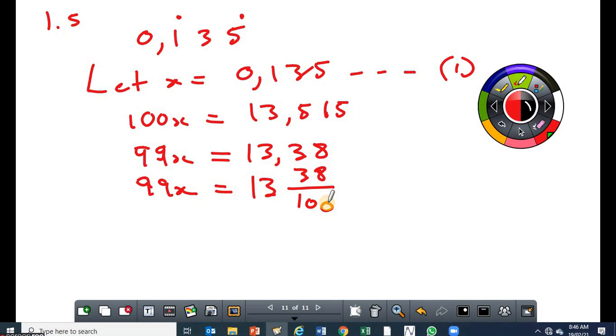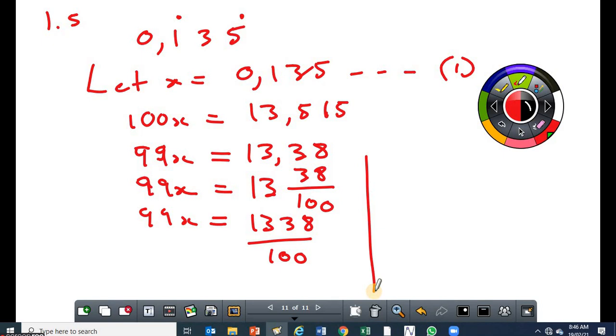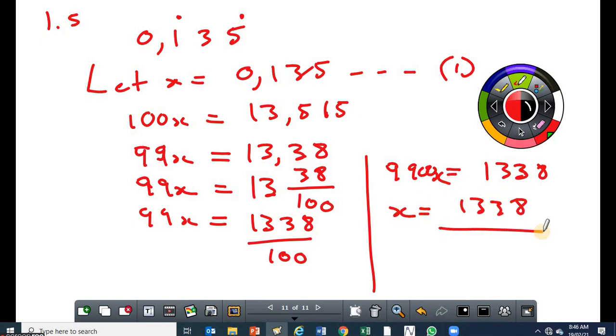Now it's going to become a little bit large. When you simplify more, you get 1,300 plus that, so you get 99x equal to 1338 over 100. Now you have to show all these steps, right? Then from there we cross multiply, so you get 9,900 x is equal to 1338. So your x will be 1338 over 9,900.